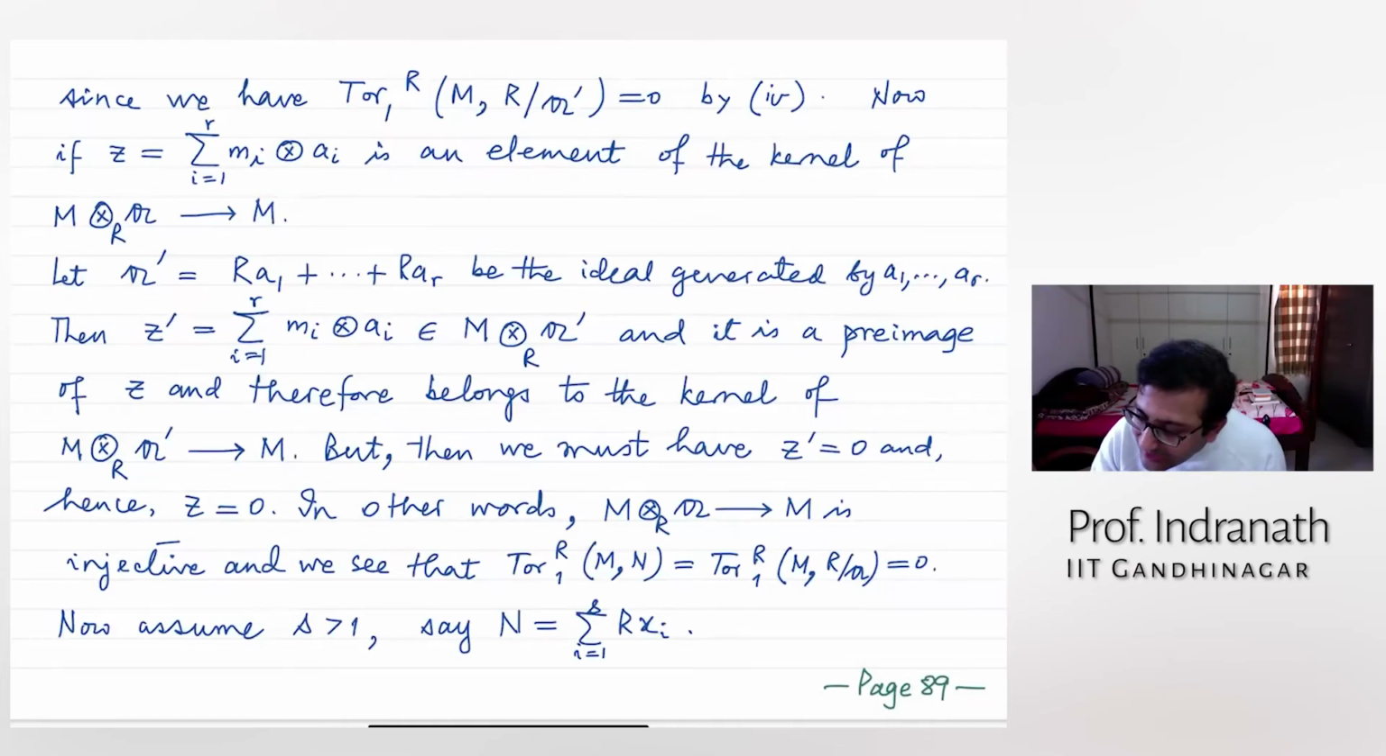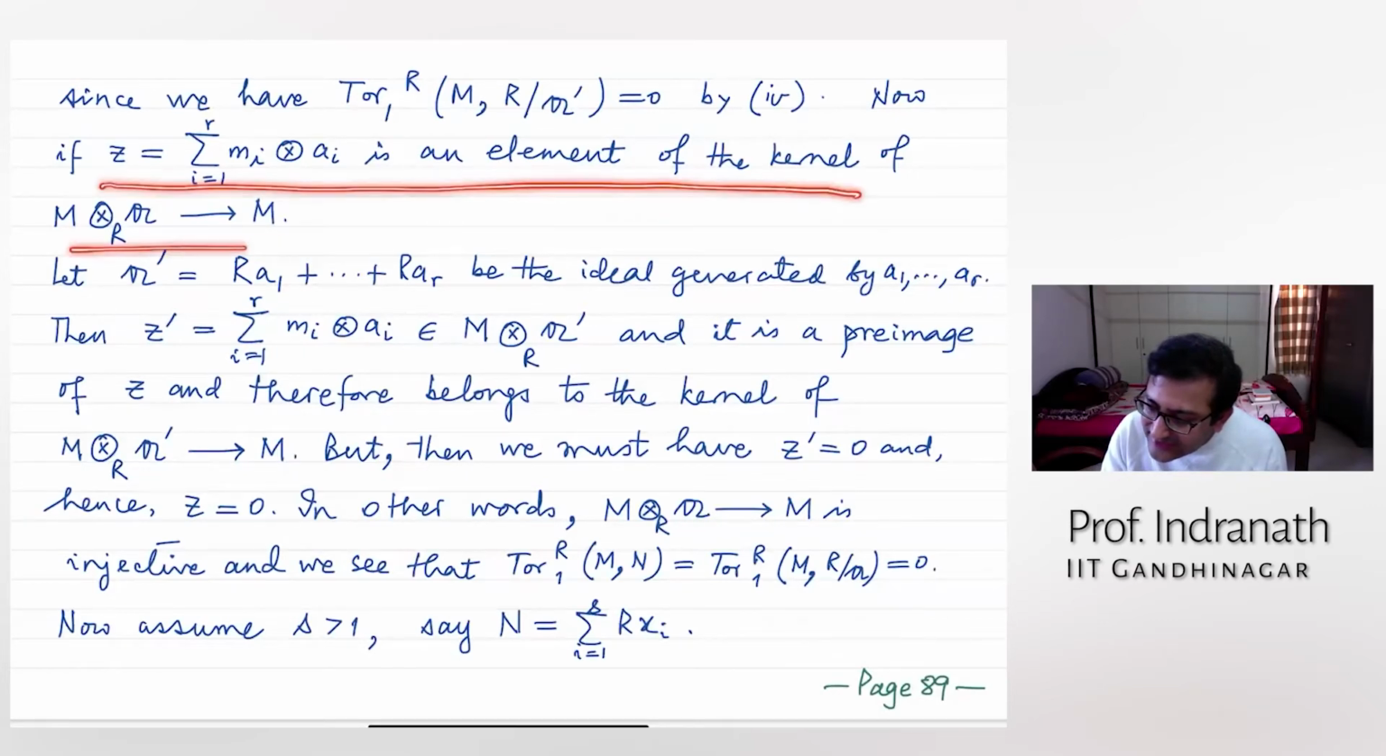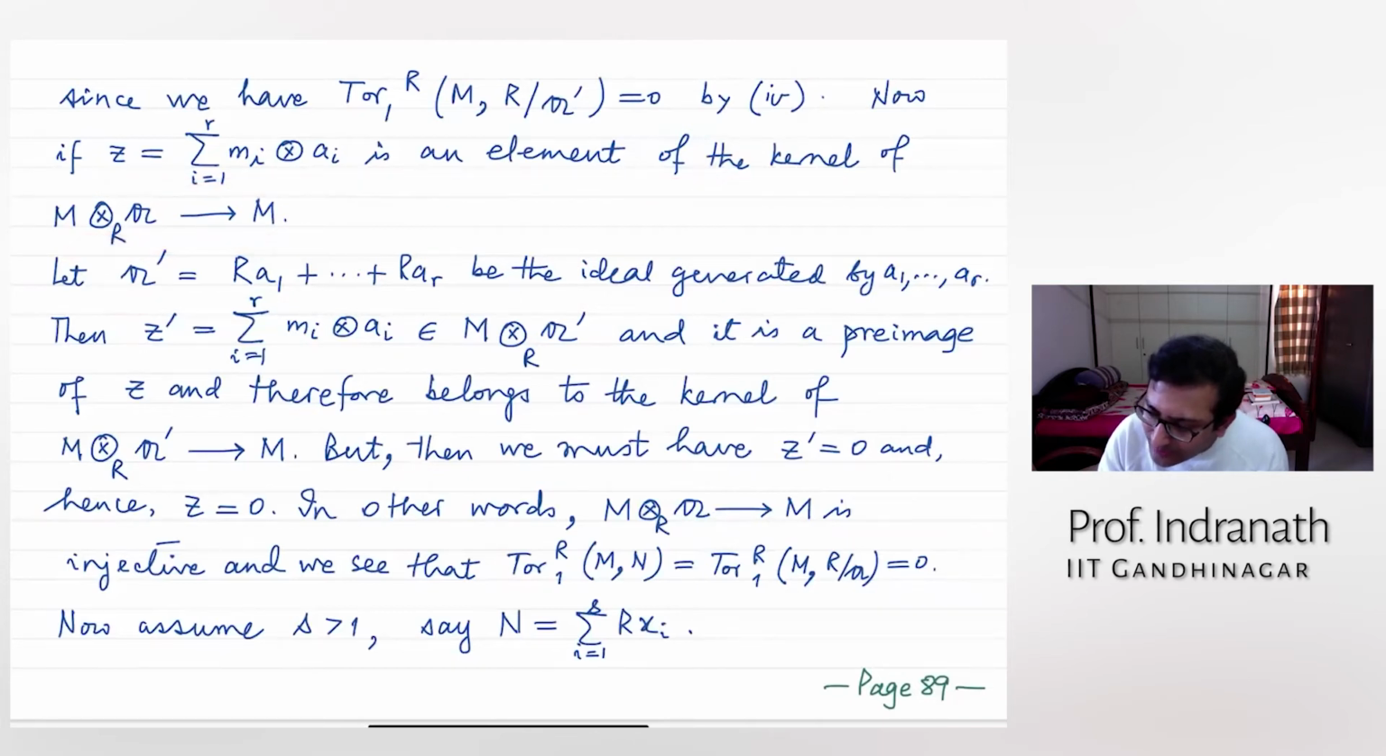Now, if you take an element in the kernel of this, and suppose, so basically what you do is, since it will be written as a finite sum, which A dash will you choose? You will take this A dash, which is generated by these A1, A2, ARs, and therefore you have this. Now you are just using another letter to denote it. It's the same chap, but you want to see it inside this, which is a preimage of this Z, and therefore belongs to the kernel of this map.